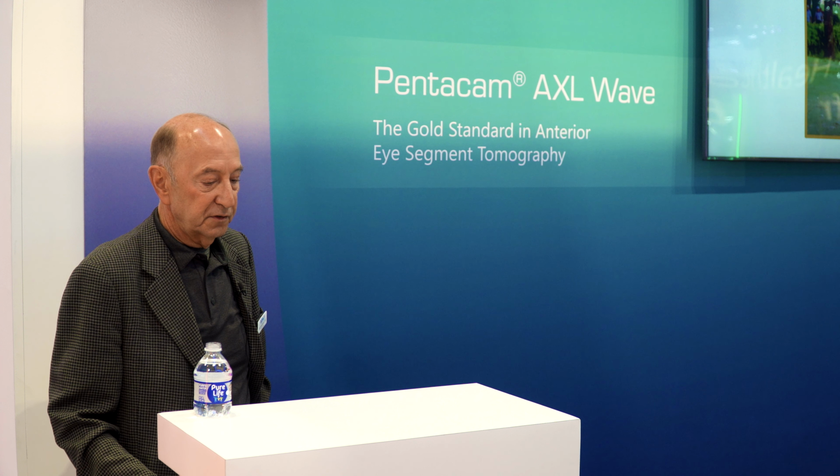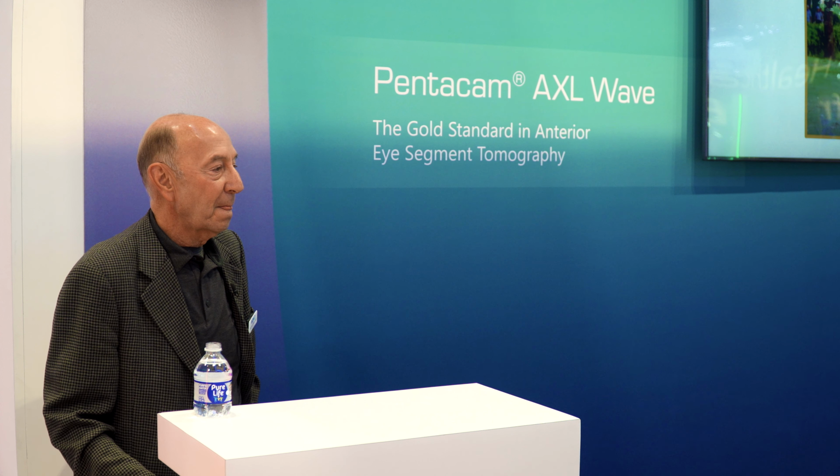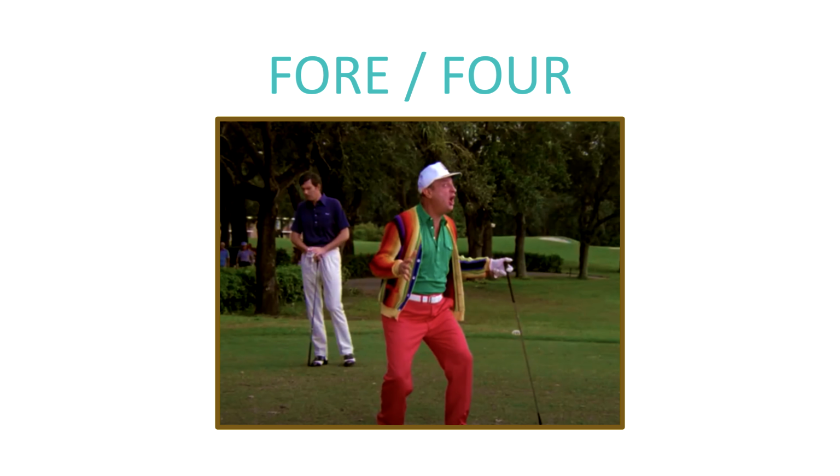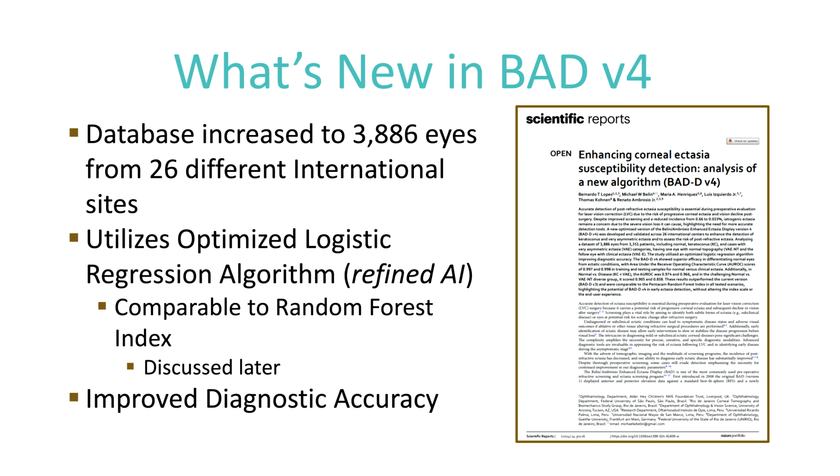So that brings us to version 4. Okay, so version 4 is soon to be released. So what's new in BAD version 4? First, the database has been increased to almost 4,000 eyes from 26 different international sites. It utilizes what we call an optimized logistic regression algorithm. You can consider it refined AI.